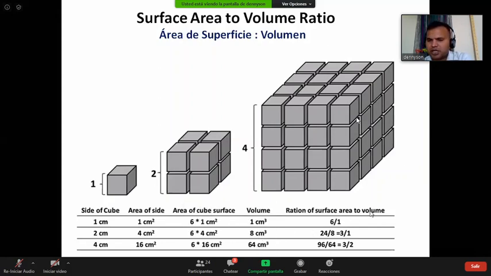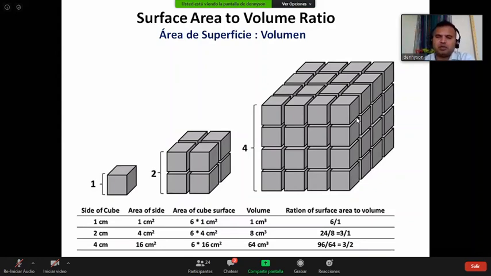So if you go for surface area to volume ratio, 28 by 8, sorry, 24 by 8, that is 3 by 1. And similarly, if you go for 4 centimeter cube, it is 96 by 64. It is 3 by 2. So when the surface area to volume keeps increasing, the nanomaterials have more activity.